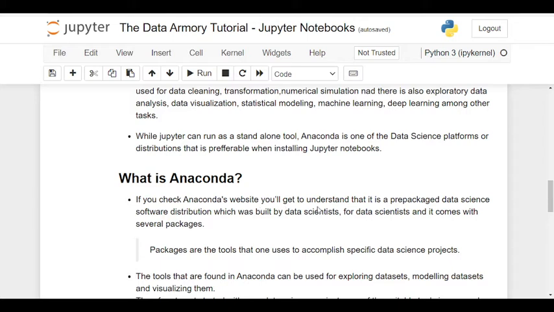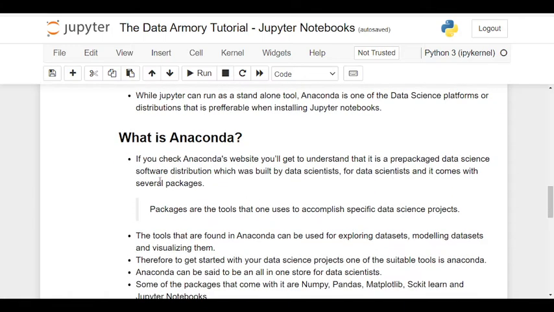If you check Anaconda's website, you will get to understand that it is a prepackaged data science software distribution which was built by data scientists for data science, and it comes with several packages. Packages are tools that one uses to accomplish specific data science projects. So the reason this Anaconda distribution is famous in the data science world is that it comes with several prepackaged data science tools which have been specifically built by data scientists and for data scientists.